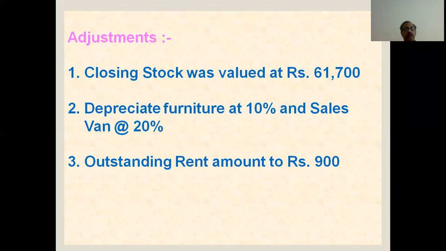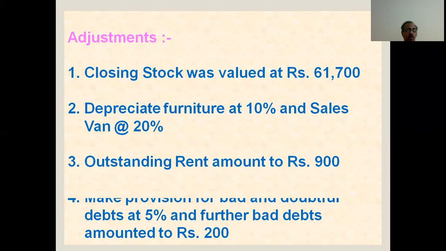Outstanding rent, that means outstanding expenses. Outstanding expense is a liability. It will be shown on the liability side of the balance sheet. Then the second impact is that outstanding rent will be added along with the rent on the debit side of the trading account. The last item, provision for bad and doubtful debts, 5%.